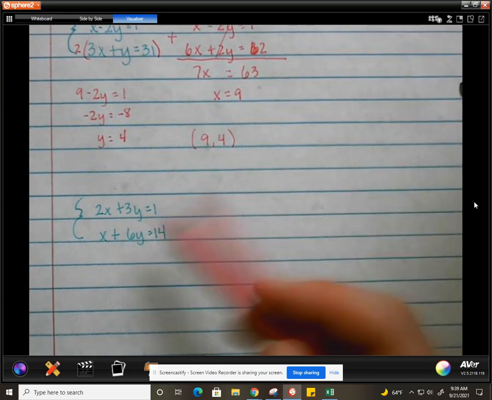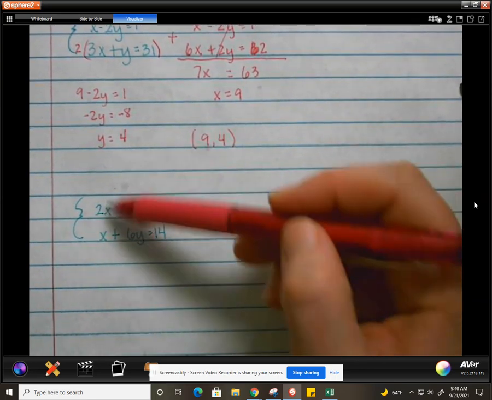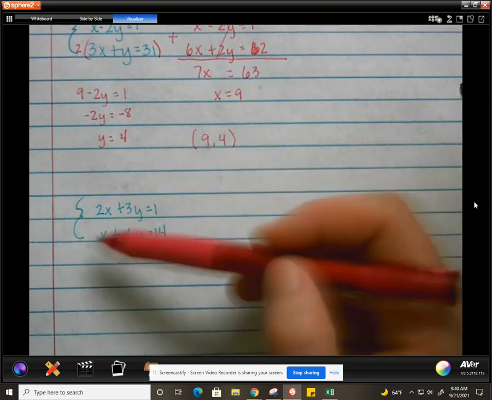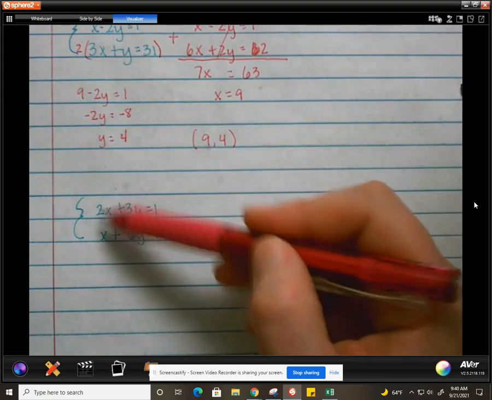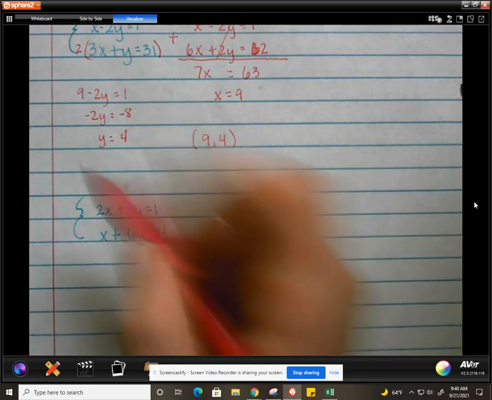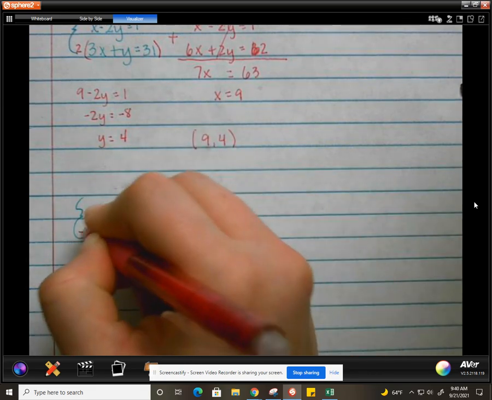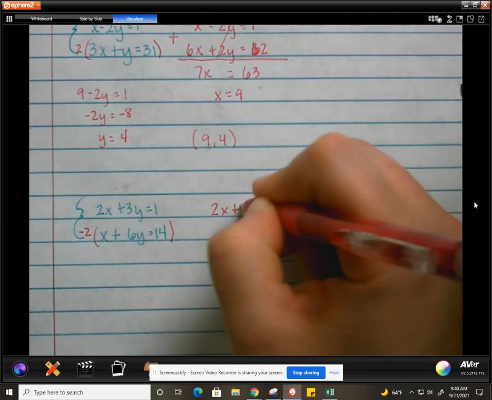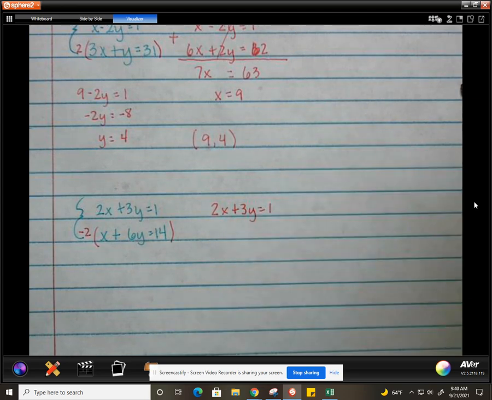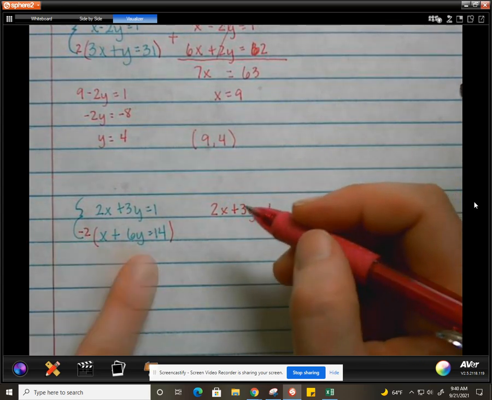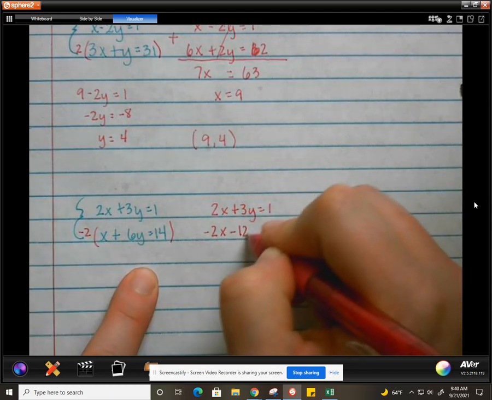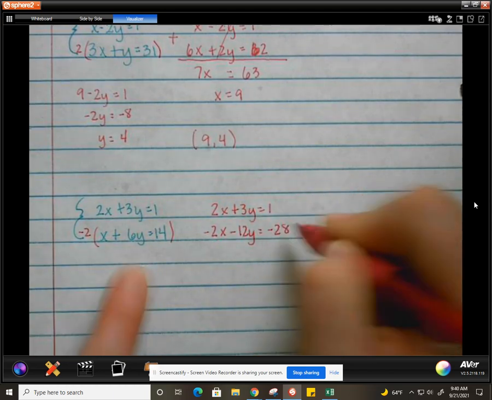Here's your second example. We got 2x plus 3y equals 1 and x plus 6y equals 14. My x's are lined up, my y's are lined up, and my constants are lined up. Again, you have the choice. This one's a 2 and this one's a 1. So the easiest thing to do would be to multiply this one by negative 2 to get it to be opposite signs. So that top one I'm going to leave as 2x plus 3y equals 1. I didn't modify it. But now I'm going to just distribute this negative 2 to everything. And I get negative 2x, negative 12y, and negative 28.